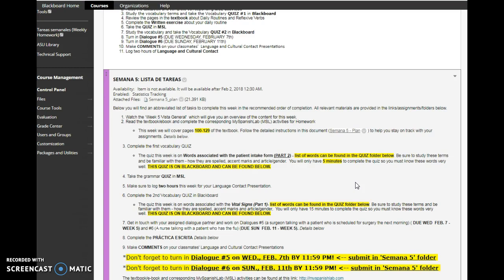The first vocabulary quiz is on Blackboard, and you can find those terms with the patient intake form part 2. And then you will take the quiz. Okay. You'll have a little grammar quiz in My Spanish Lab. Again, you'll be logging in your cultural contact hours. But there's also a second vocabulary quiz, and this one is associated with Vital Signs Part 1. Okay. And again, this quiz will also be on Blackboard.